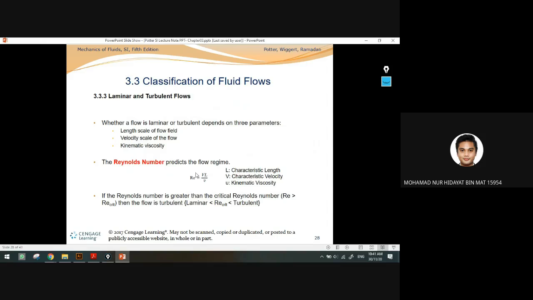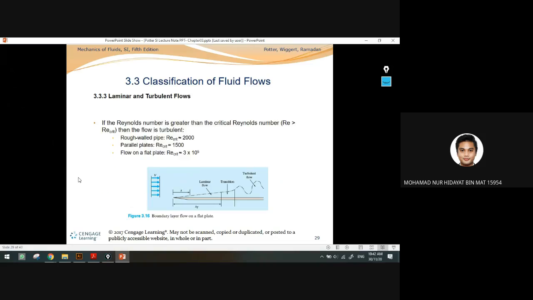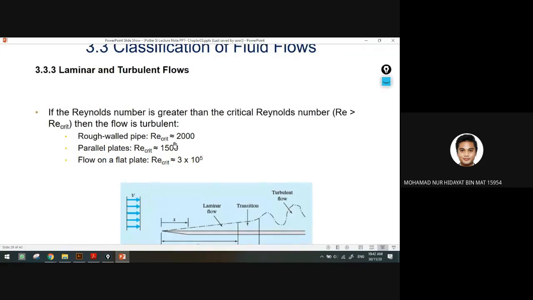So you can see the Reynolds number is a function of velocity and length over viscosity. The higher the velocity, the higher the Reynolds number, and vice versa. Lower velocity, lower Reynolds number. So higher velocity will tend to direct you to turbulent flow, and lower velocity will give you laminar flow. Normally, this is what we call the critical Reynolds number. This is your point of reference.